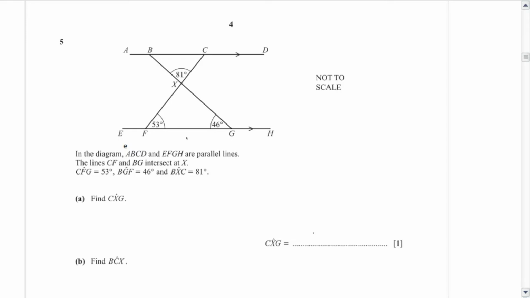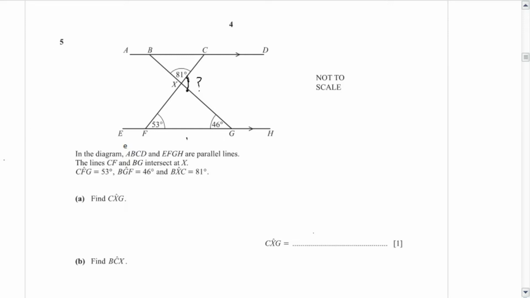Part A: find CXG. We need to find the value of this angle. We can see that 81 degrees and CXG, which we need to find out, are both angles lying on a straight line, which is BXG. So this is a straight angle.